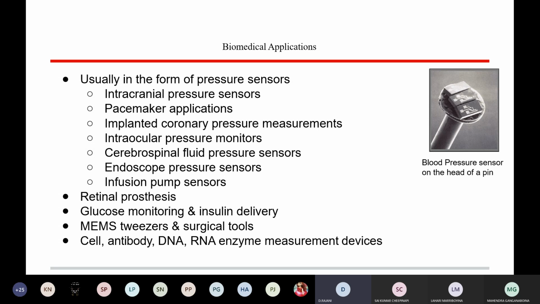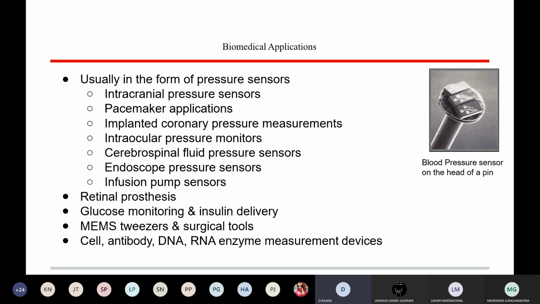Next, intracranial pressure sensors, pacemaker applications, implanted coronary pressure measurements, intraocular pressure monitors, cerebrospinal fluid pressure sensors, endoscope pressure sensors, infusion pump sensors, retinal prosthesis. So these all belong to biomedical terminology. Here, for each and every part in our body, we can check.